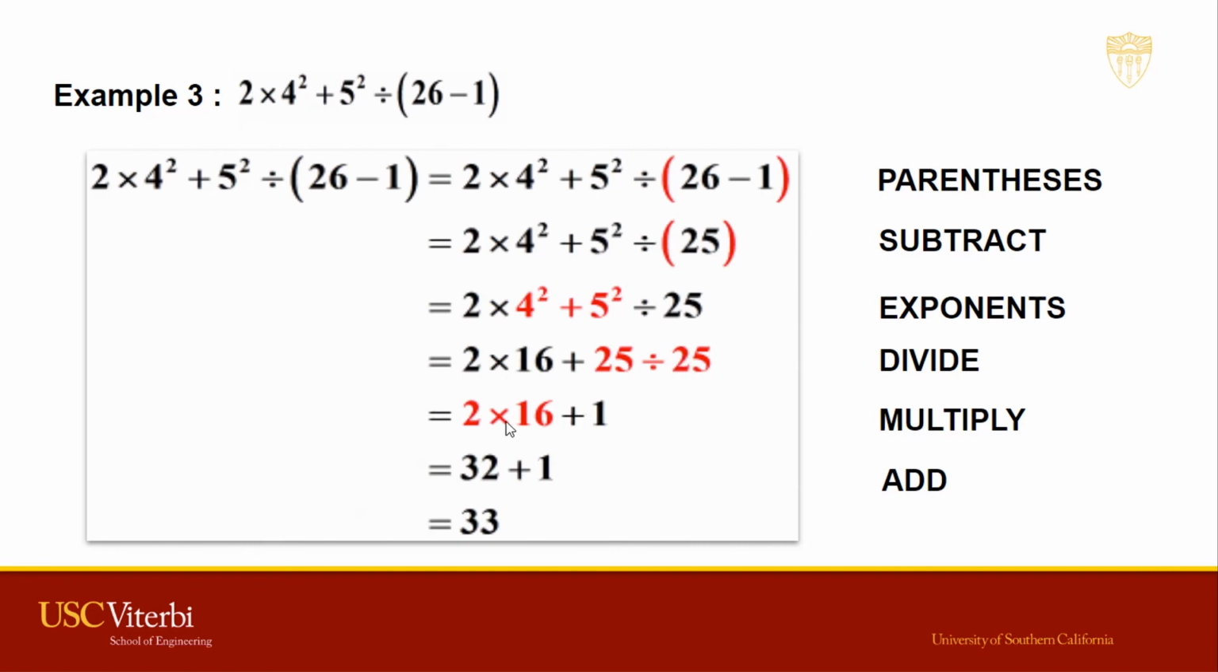Then we perform multiplication. You can perform either multiplication or division first, whichever, because it's from left to right, so we should perform multiplication first. So that is 32, and 25 divided by 25 is 1. So 32 plus 1 in the end results in 33.